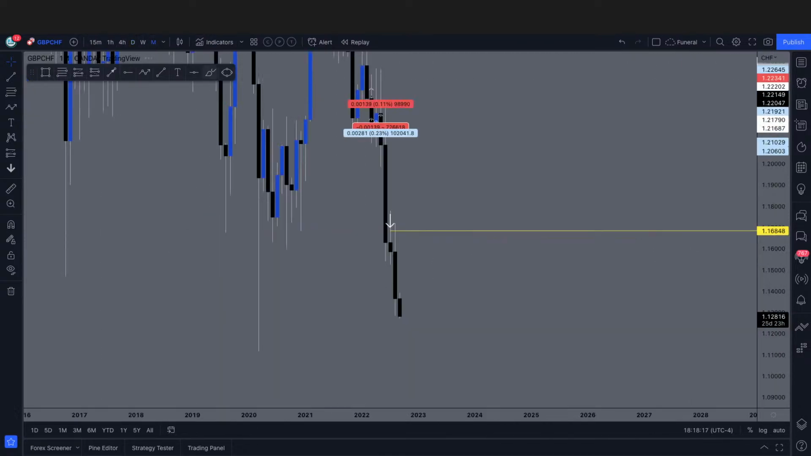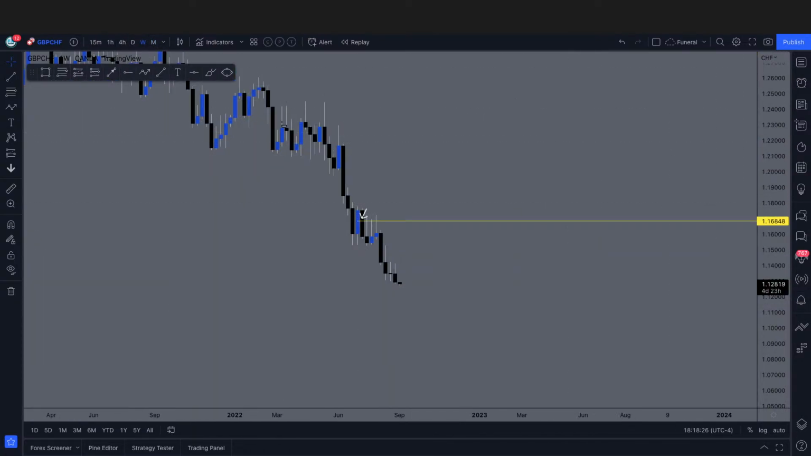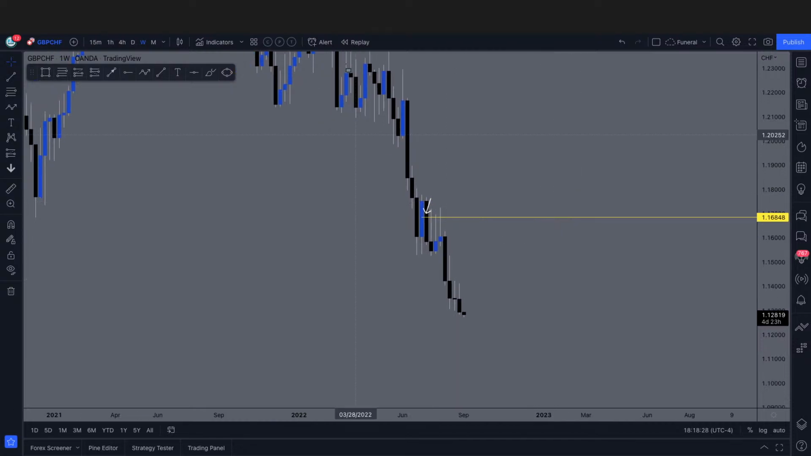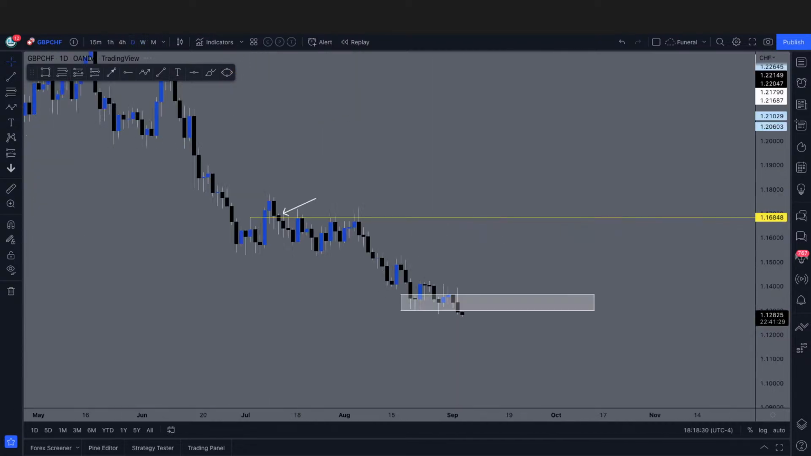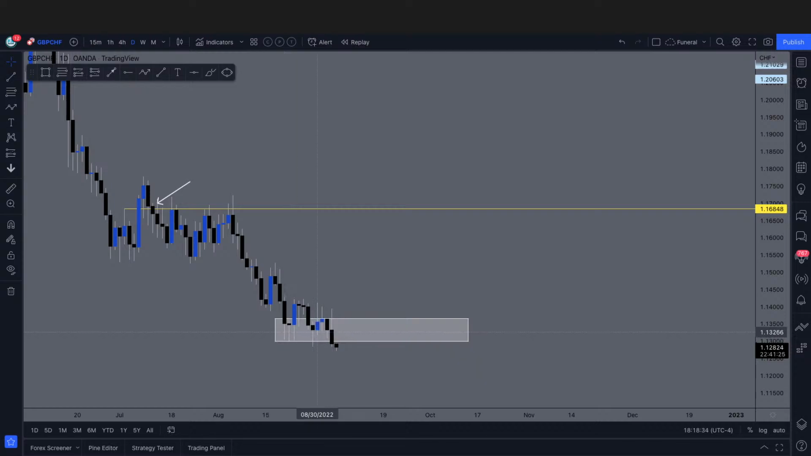GBP CHF from the monthly time frame is pushing down quite aggressively right here amongst the lows down in this area. On the weekly, still pushing to the downside quite aggressively, quite overextended as well, and we've just come into this area. Previous structure support acted as support. We are starting to break below it.